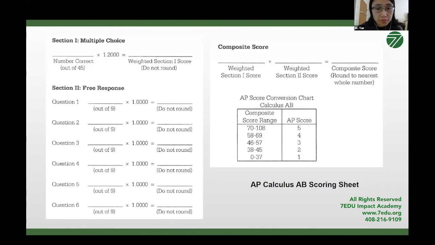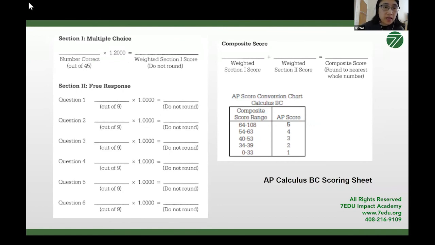Okay, so that's for the AB part. And how about the BC? Now, if you look at the BC part, it's kind of similar, right? For multiple choice questions, each problem carries 1.2 weight. And for the free response question, each point carries 1 weight. And then finally, we add up the weighted scores from sections 1 and 2, and then calculate the composite score. But if you look at the conversion, it's nicer, or we call that, it basically is more linear for you to get a score of 5 in AP Calculus BC.